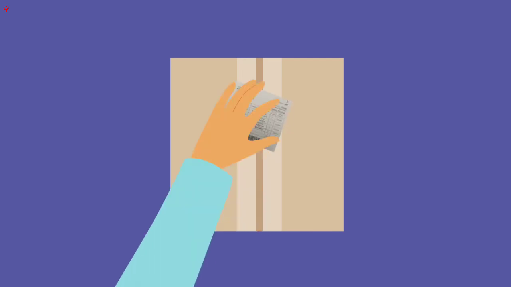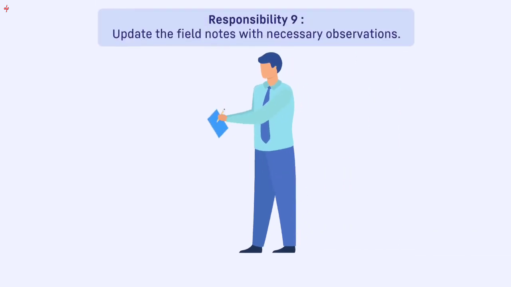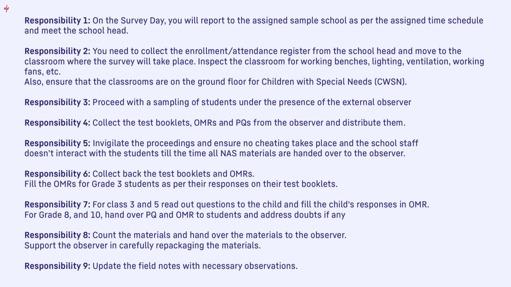Every sample school is being provided with an empty bag called an OMR return bag. The packaging of all the OMRs, AT, PQ, SQ, TQ will be done in that empty bag, which will thereafter be sealed. Once packed, the sealed bag will be in the custody of an observer who would bring it to the DLC school. Finally, update the field notes with necessary observations. You would be relieved of your duties once the assessment materials leave the school premises. With this, all responsibilities of an FI will be successfully executed.